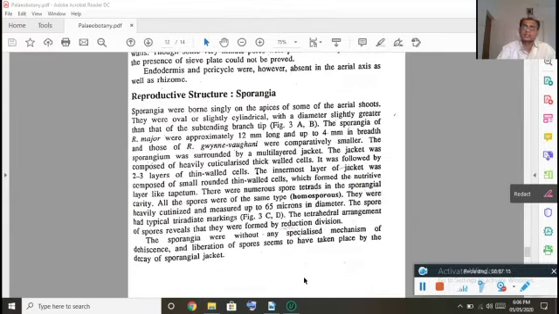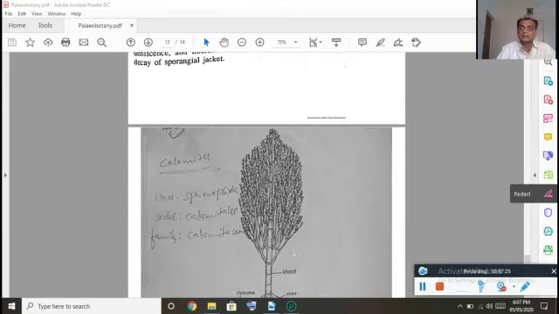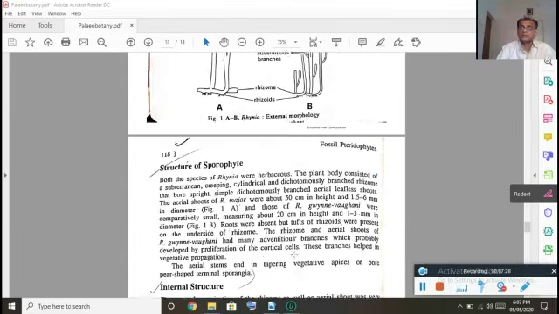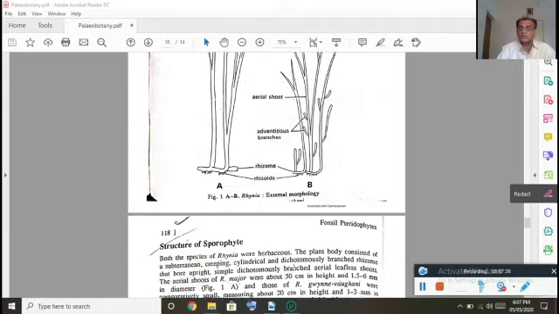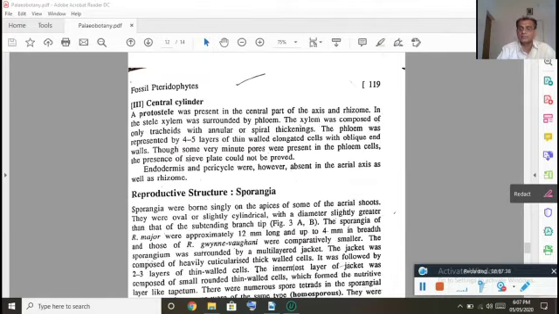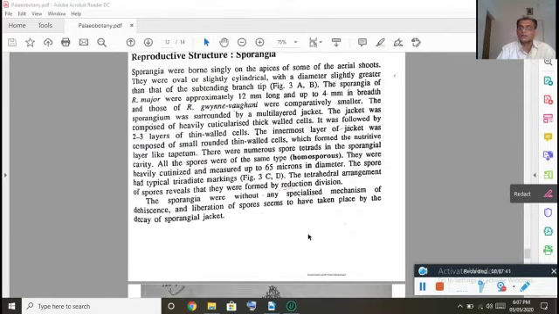As far as reproduction is considered, the plant body is a sporophyte, so it reproduces asexually by forming spores. The spores are produced inside the sporangium. As I said already, the sporangia are present at the terminal region, and inside these sporangia the spores are produced, and these spores after their liberation germinate and form the new Rhynia plant. Here the plant is homosporous, that means only one type of spores is present. As usual, the sporangium is a pear-shaped structure.